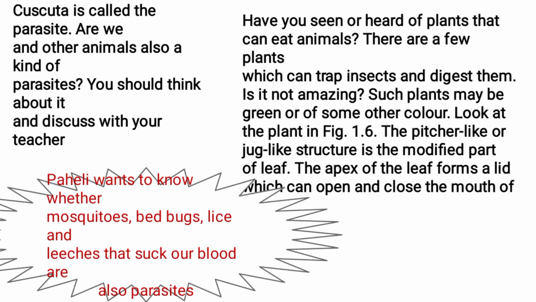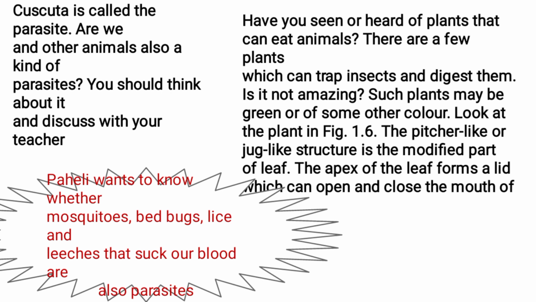Cuscuta is called the parasite. Now this plant is called a parasite. In the heterotrophic mode of nutrition, you can see a parasite, a plant with an absence of chlorophyll, depending upon the host plant for its food. Are we and other animals also a kind of parasite? You should think about it and discuss it.